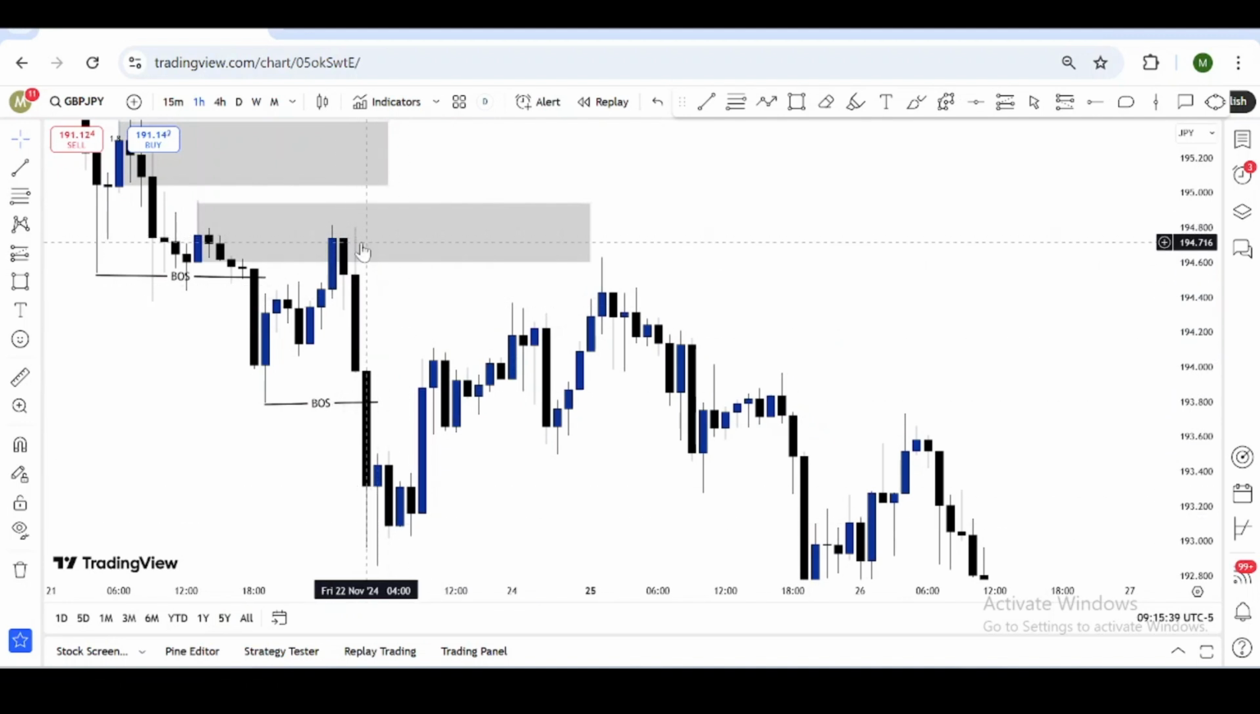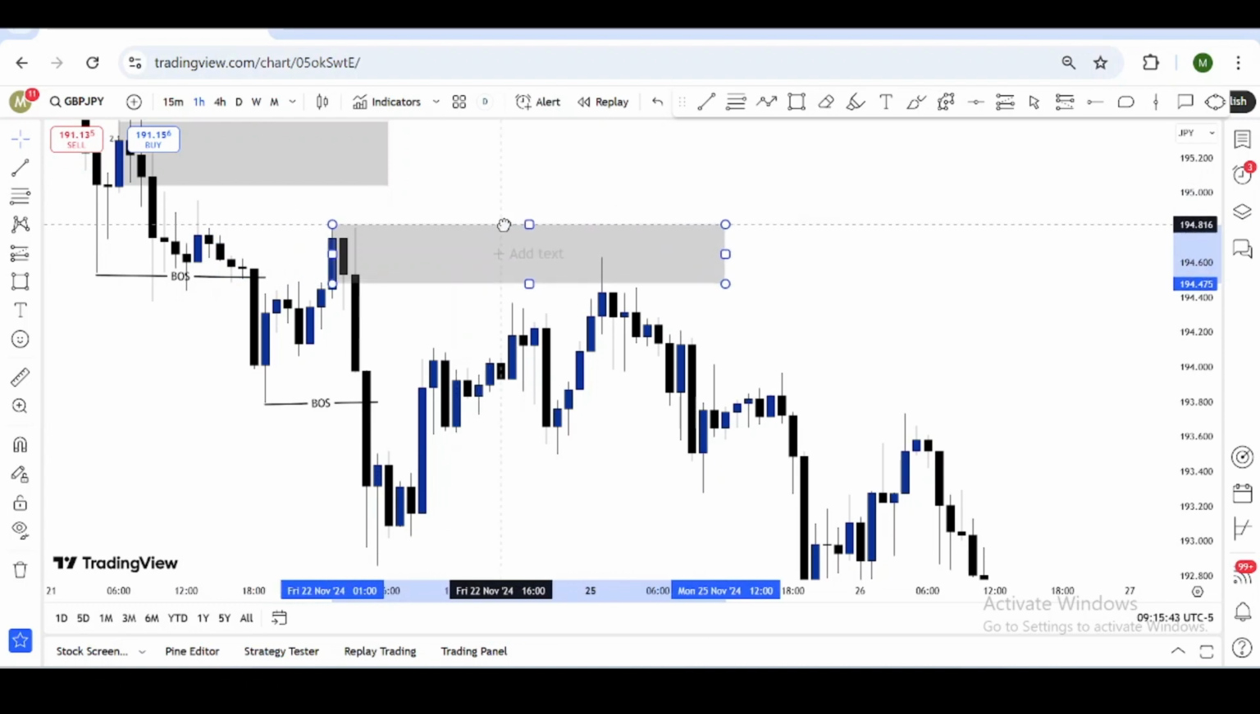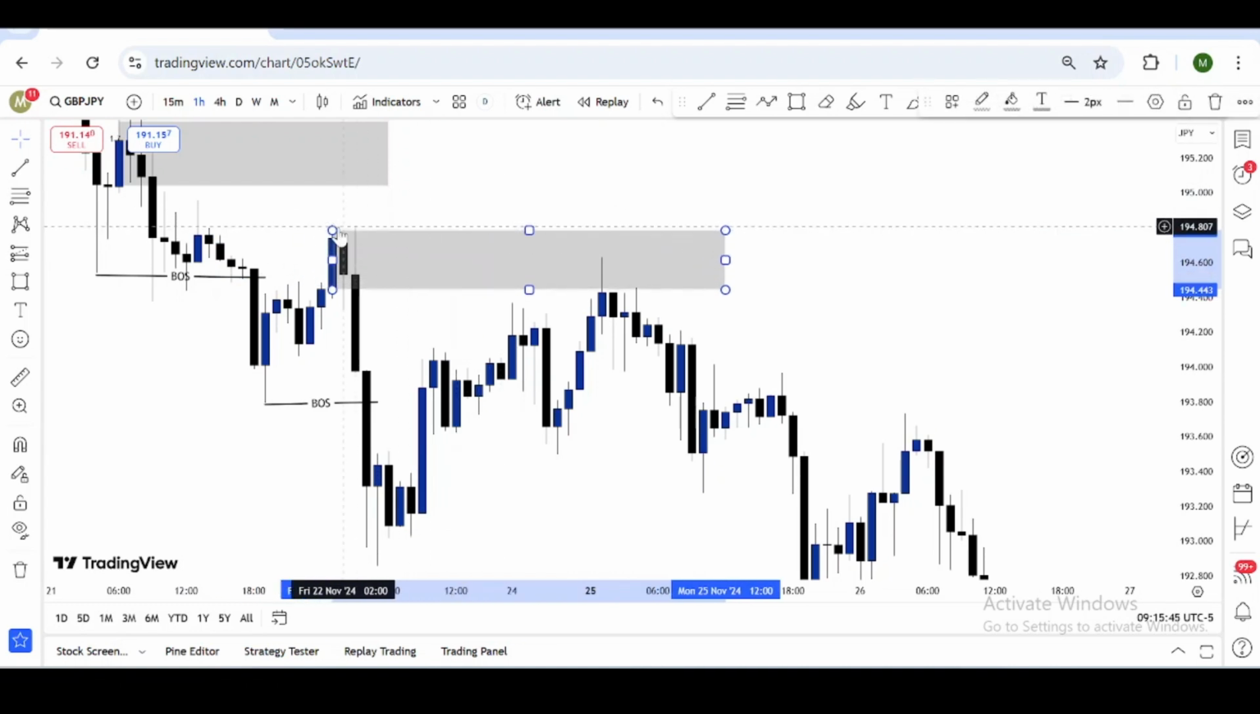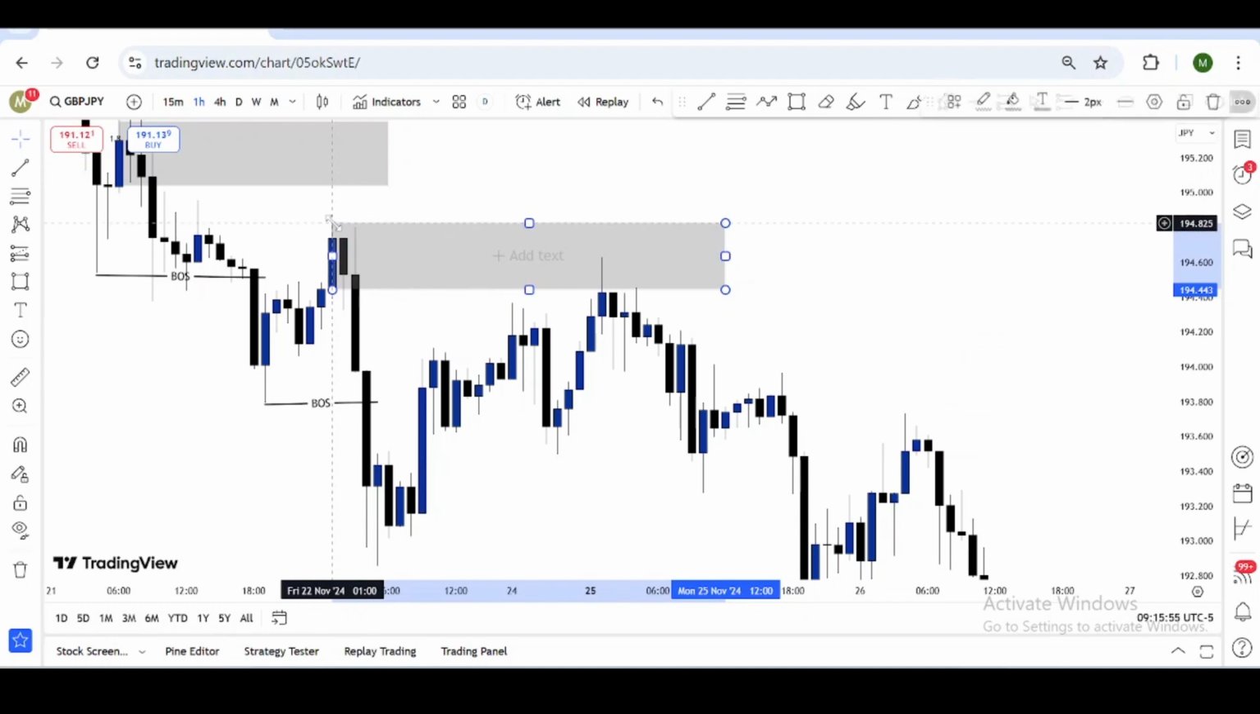So here is an order block. This origin here is an order block. So I'm going to map the whole of this bullish candle like this before the push to the downside. So here we have a bearish order block. This was the last bullish candle before this bearish move here.